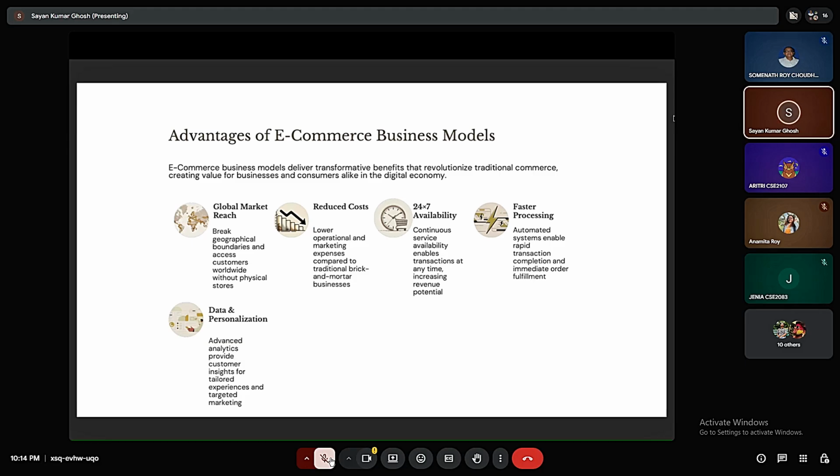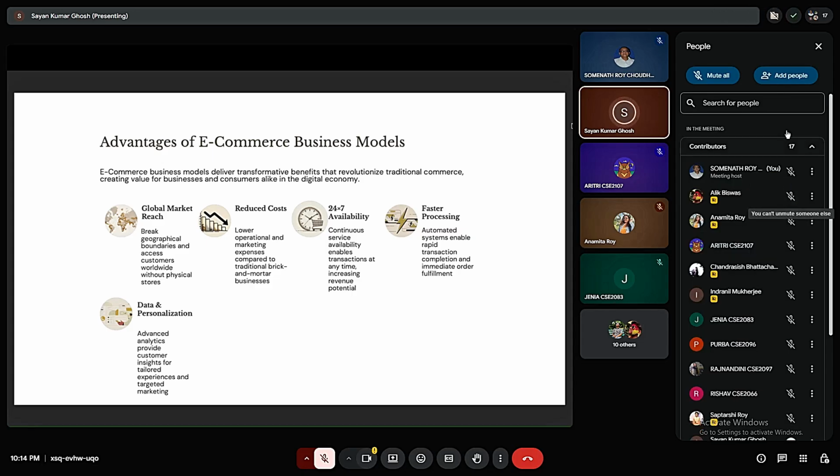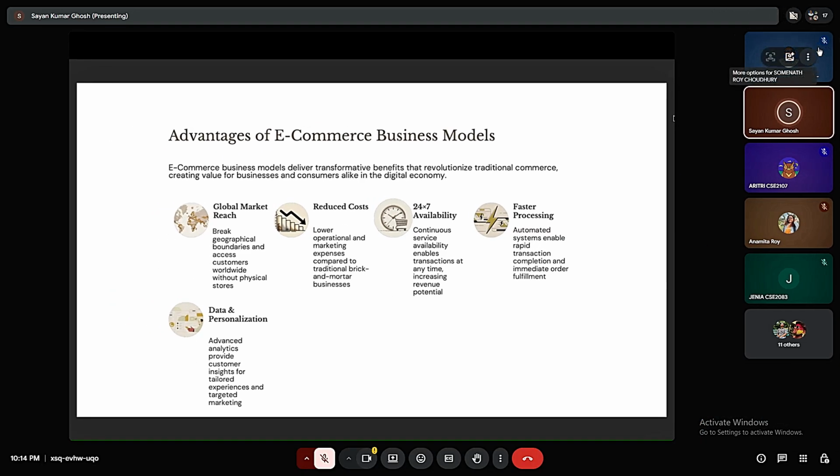This increases profit margins. Next is 24/7 availability. E-commerce platforms never close. Customers can shop anytime, which increases sales opportunities. Another benefit is faster processing. Automated systems handle payment, orders, and tracking quickly, improving customer satisfaction.